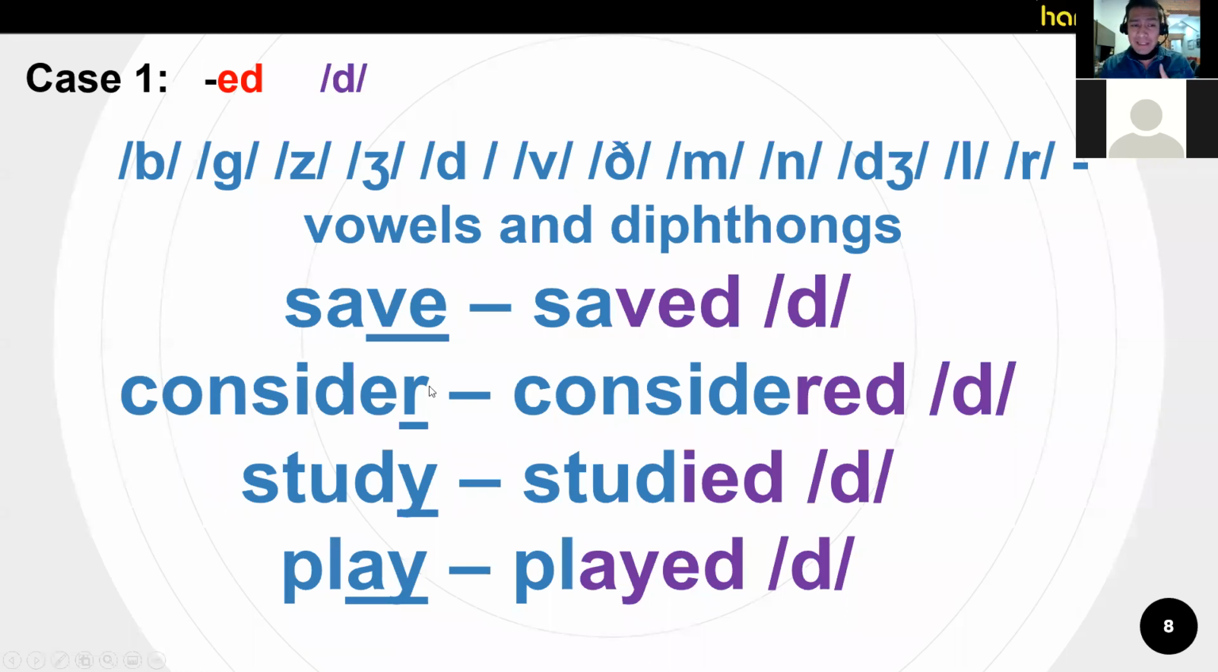And check this. We have a vowel sound. Study, E is the final sound. Study. So we say studied. We don't say studieth. No. Studied. And we have a diphthong. Play. So in the past, we say played. Okay? Very well.